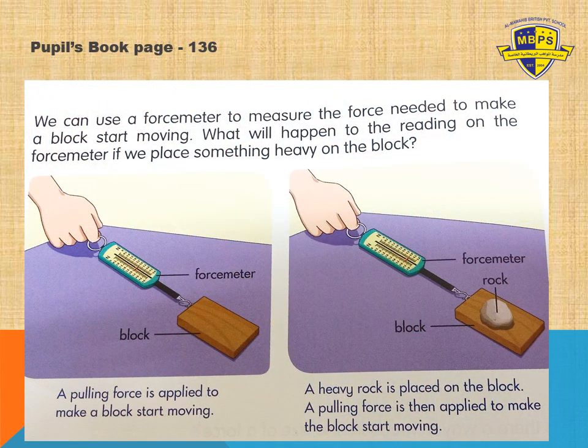Grade 2, boys and girls, pupil's book, page number 136. Write the date on the top. Everyone, pause the video, pause the slide and write the date on the top. The date today is 12th May 2020. So what is written there? Who will read? You want to read? Yes, you can read. We can use a force meter to measure the force needed to make a block start moving. So what will happen to the reading on the force meter if we place something heavy on the block? As you can see, two pictures.